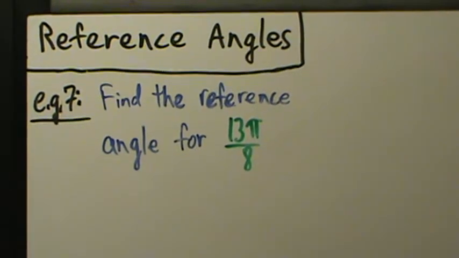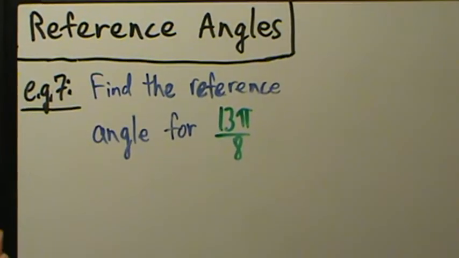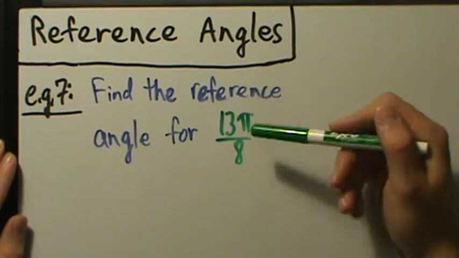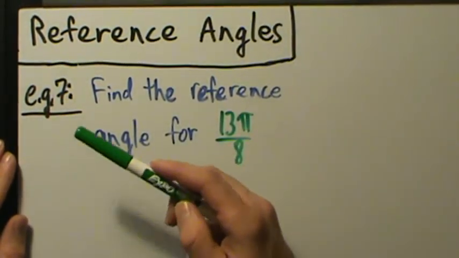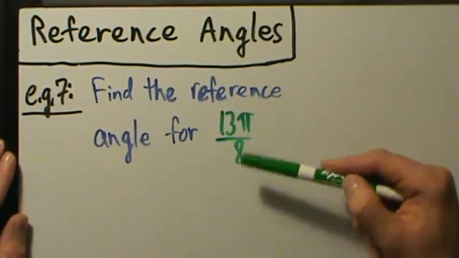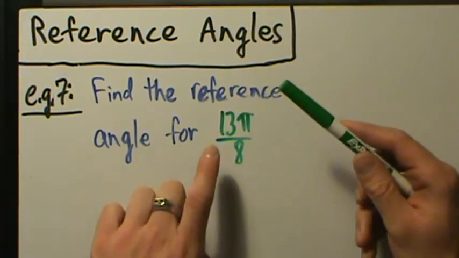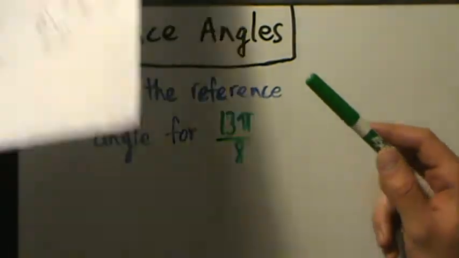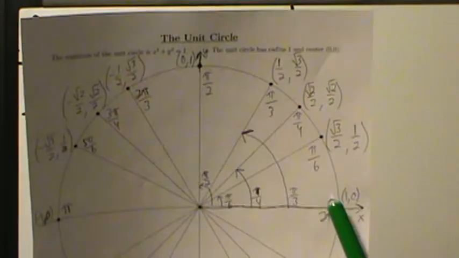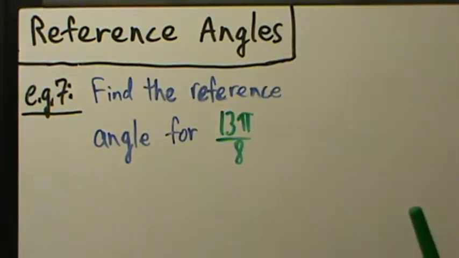Okay, here's example 7 with reference angles, so a little bit more complicated. We're kind of going to approach this like example 5 though. So anyway, example 7, find the reference angle for 13 pi over 8. So 13 pi over 8, that's not a nice angle on the unit circle, right? These are all something over 3, over 4, over 6, over 2. Now we have something over 8.